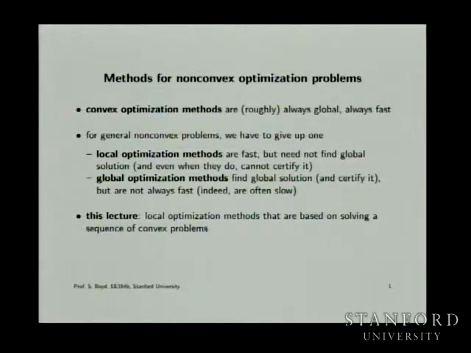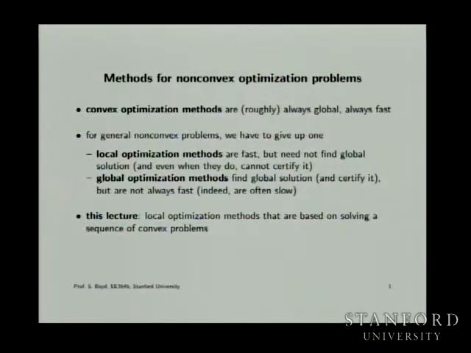If you want a complexity theory, there are bounds that grow like polynomials of various things: problem size, log 1 over epsilon, which is the accuracy. And actually in practice as well, these methods are very fast and extremely reliable. Now, for general non-convex problems, you really have to give up one of these. Either you give up always global or you give up always fast. And these are basically the big bifurcation. There are things in between, but roughly, this is the idea.